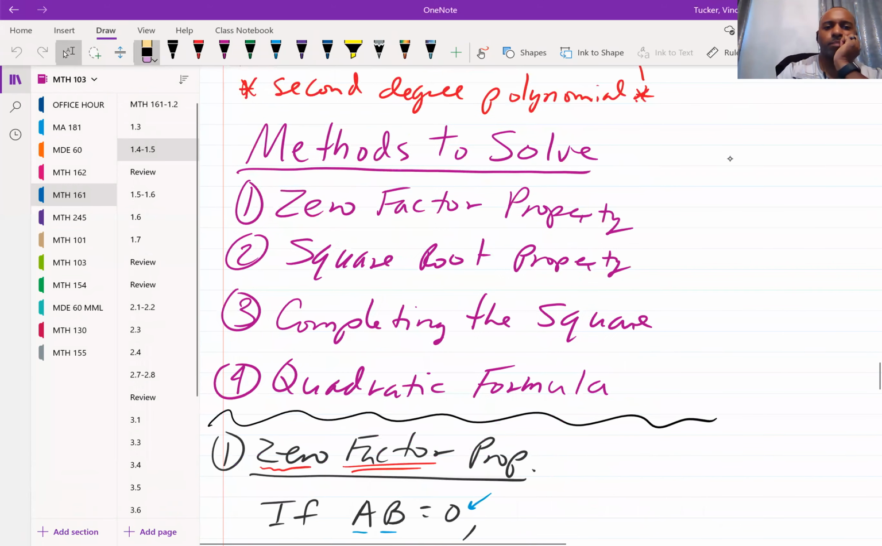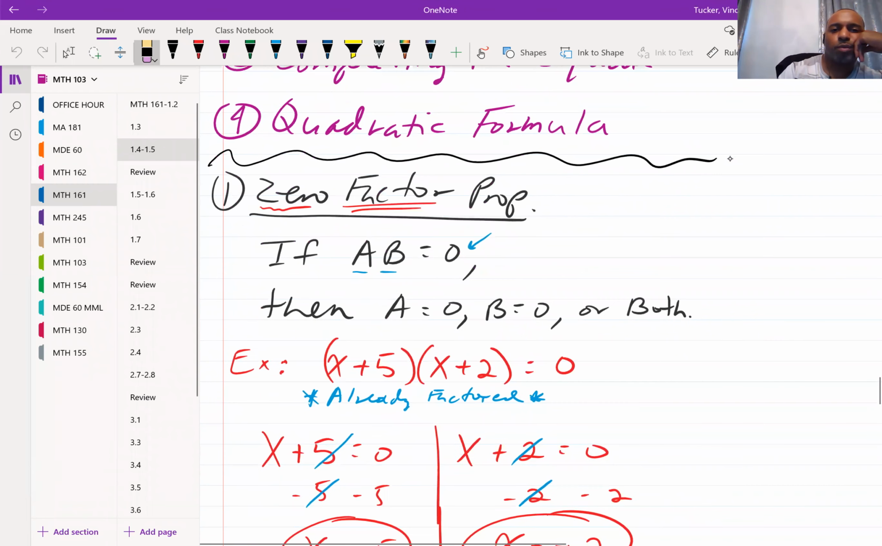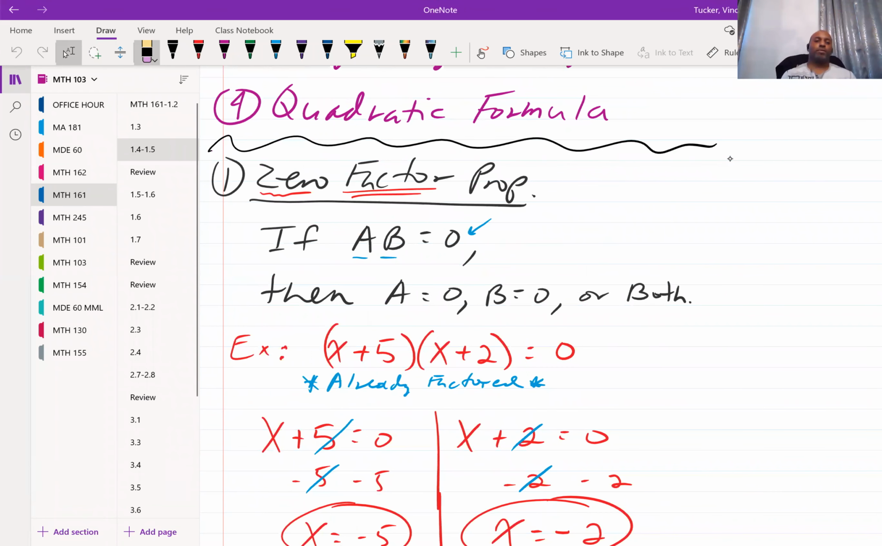All right. Let's look at the first method, zero factor property. Two keywords there, zero and factor. Notice how it says if a times b is equal to 0, then a is equal to 0, b is equal to 0, or both. So we're going to use factoring, and one side has to be equal to 0 before you go about solving.